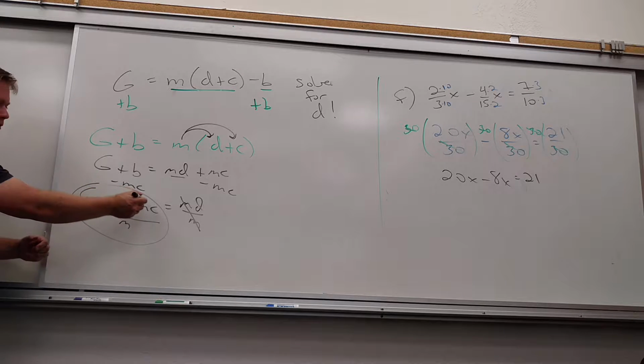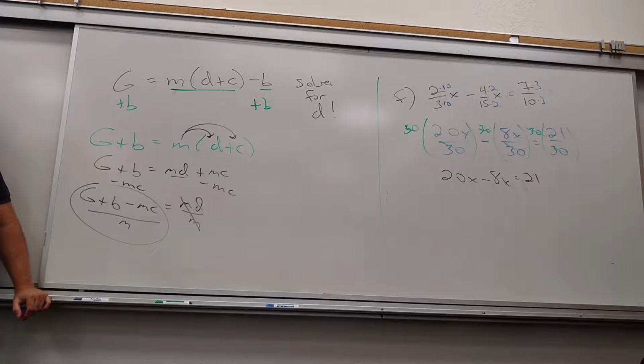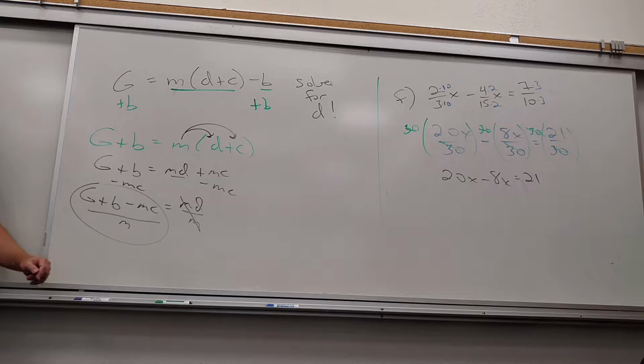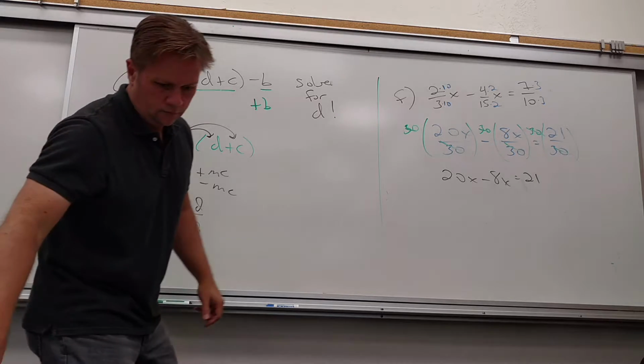Can I just cancel these M's out? I kind of gave it away the way I asked that, but that's not the only thing being divided by M. That's being divided by M. That's being divided by M. So I could do G over M plus B over M minus C, because the M's would cancel in that last one, but I can't let these guys escape being divided by M. That's not fair.